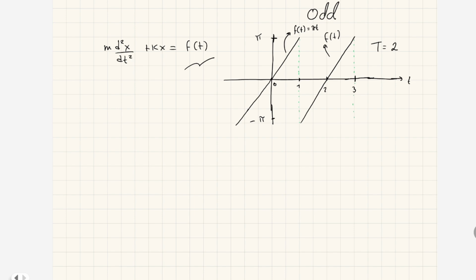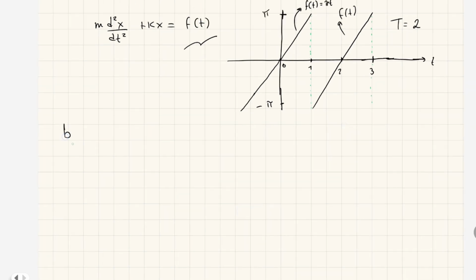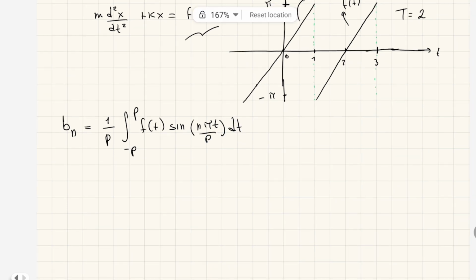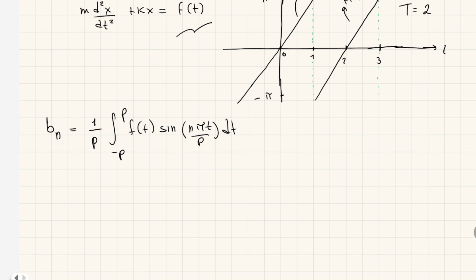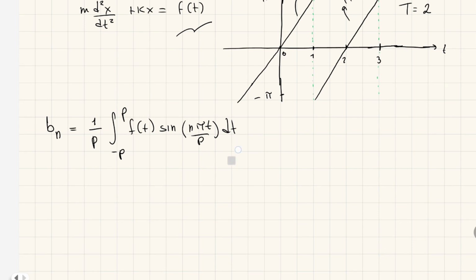Okay, so if we want to find, for example, the term b sub n that corresponds to the sine term in the Fourier series, we remember that this is equal to 1 over p times the integral from negative p to p of f of t times sine of n pi t over p, dt. Remember, we were working with these formulas on the domain of x, but this differential equation is representing a motion that changes in time. So we are working now with the variable t, but it's exactly the same.